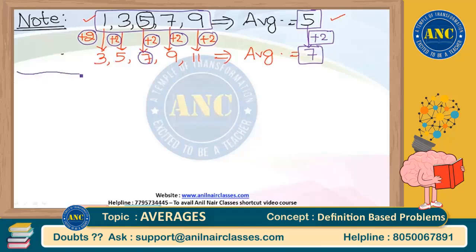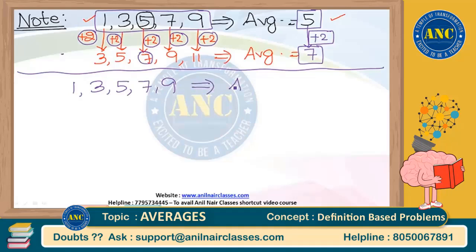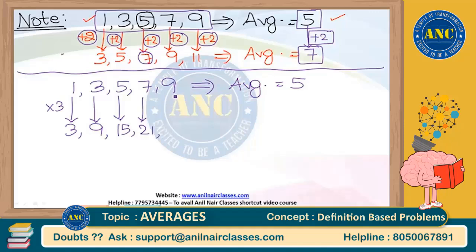Now, let me take another series, the same series for your information. Original series is 1 3 5 7 9. Original average is 5. I will multiply each number by 3. For example, 1 into 3, 3 into 3, 5 into 3, 7 into 3, and 9 into 3 is 27. If I check the average, this also is in arithmetic progression. It is the middle value, 15.